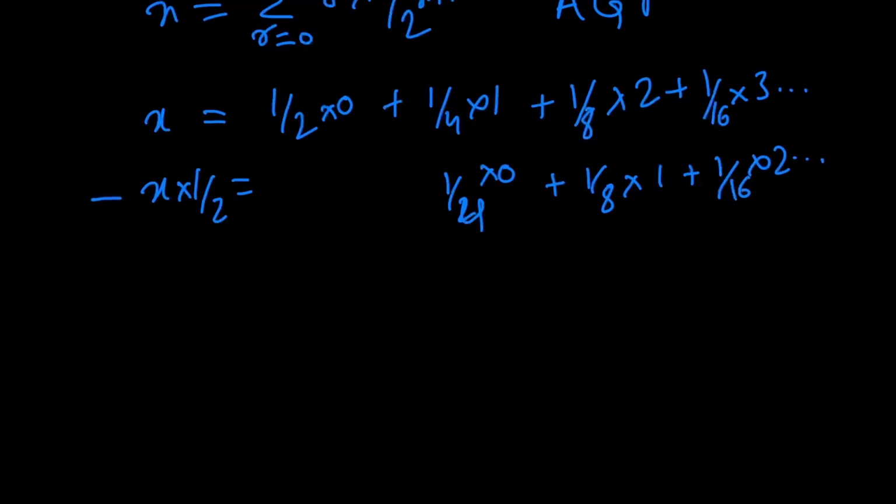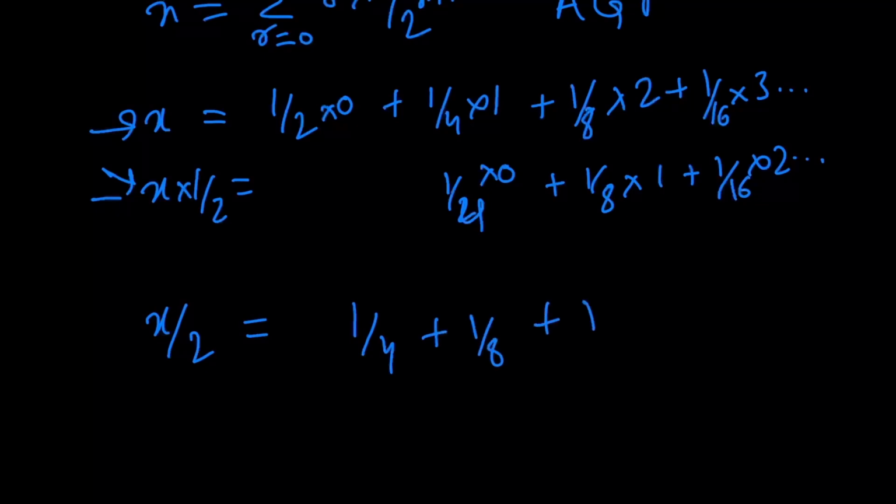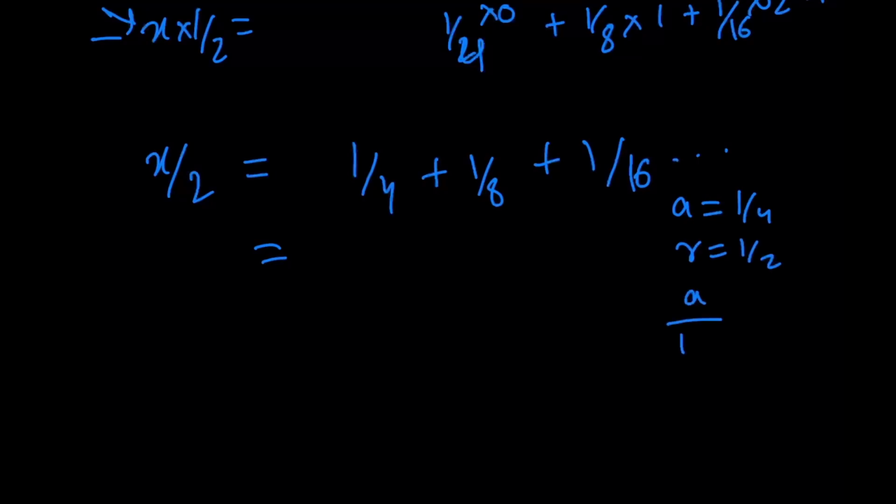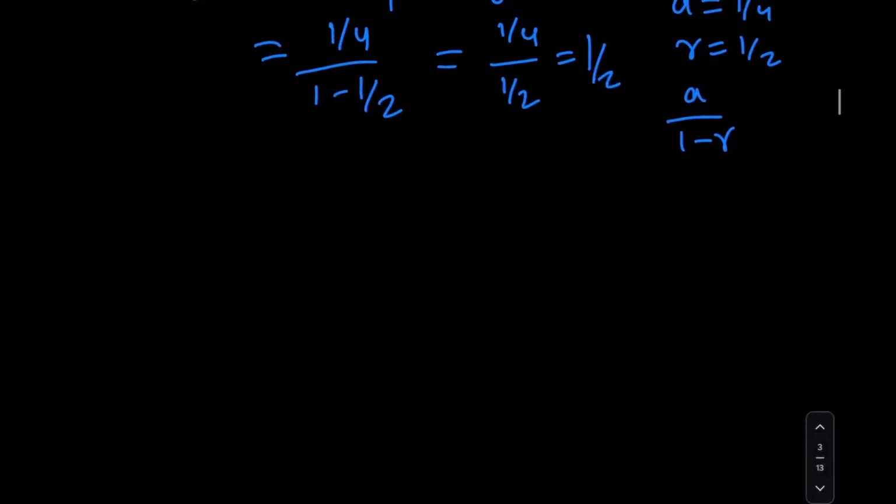So subtracting this line from this line, we have x by 2 equals 1 by 4 plus 1 by 8 plus 1 by 16, dot, dot, dot. This is basically a geometric progression with a equal to 1 by 4 and r equal to 1 by 2. So the answer basically becomes a upon 1 minus r, which in this case becomes 1 by 2. So this is the value for x by 2.